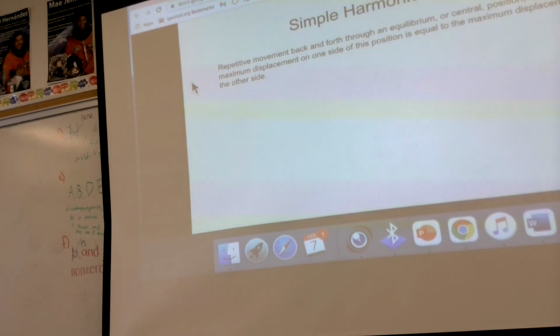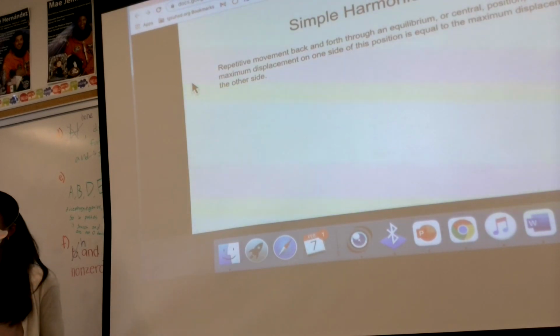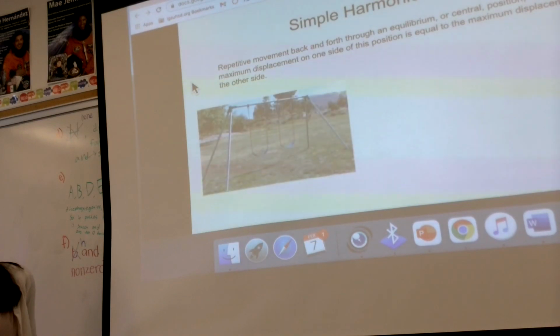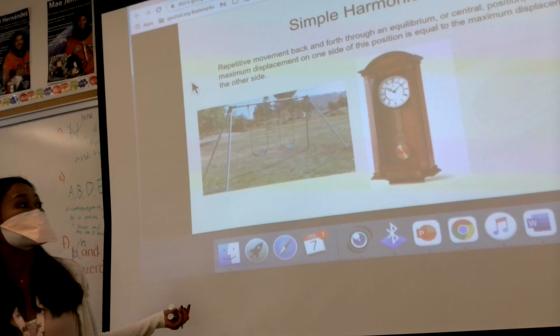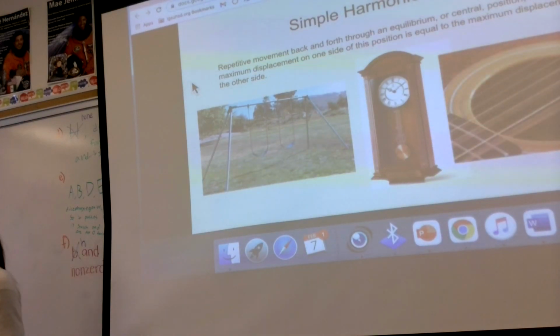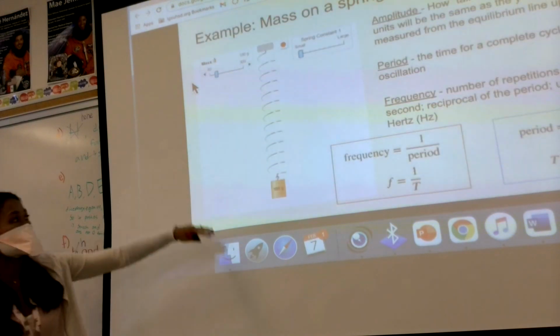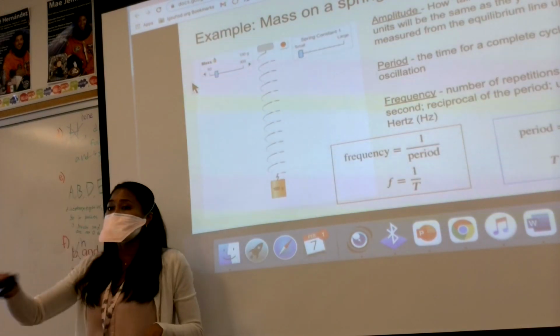Simple harmonic motion is any sort of repetitive motion that goes through an equilibrium. So the examples I have here are swings, the pendulum and a clock, the back and forth motion of a guitar string. I'm going to show you a really cool video of waves on a guitar string if we have time at the end of today. So this is basically what we were observing in our simple harmonic motion lab, where we had our mass on a spring like this, and then we had the simulation of the pendulum.